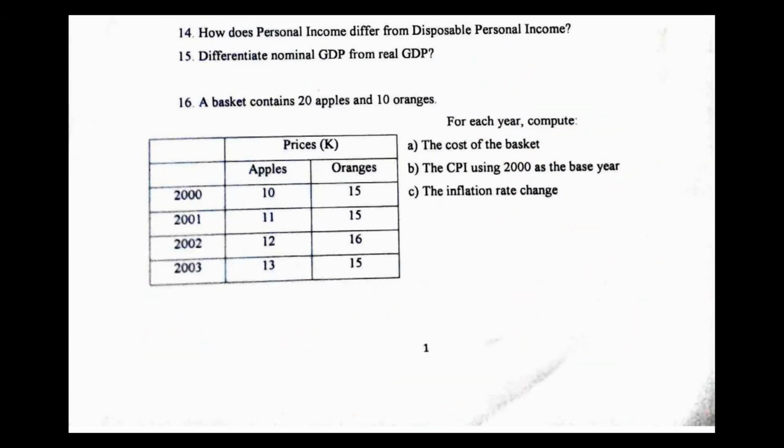We are getting the CPI for 2001 now, not for 2000. For 2001, you'll be using the quantity, the current year quantity, which is fixed, times the prices for 2000. We are in 2001, but we'll be using the prices for 2000. That is what it means, to get the CPI.